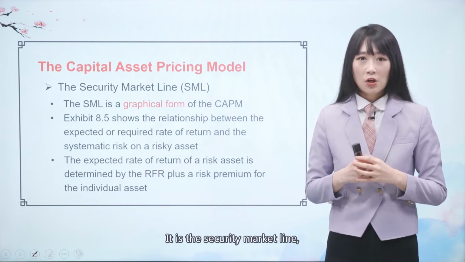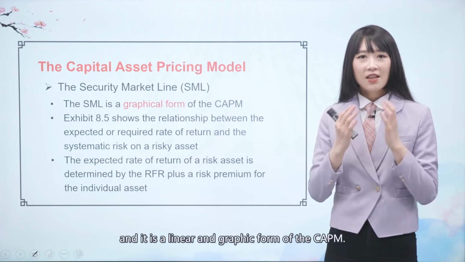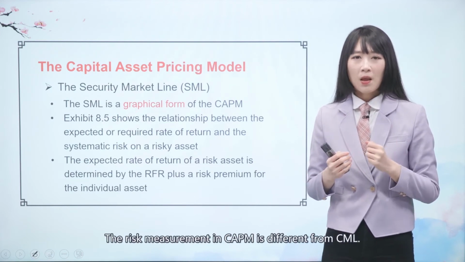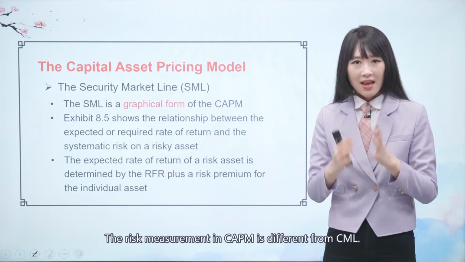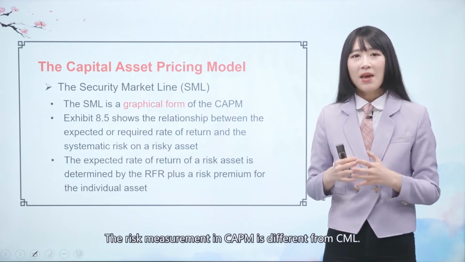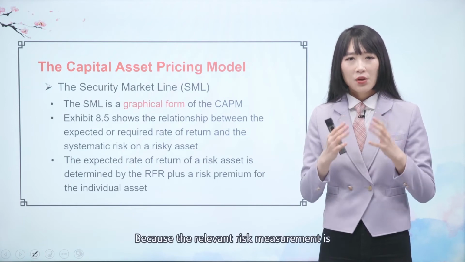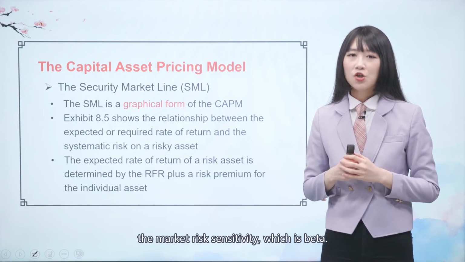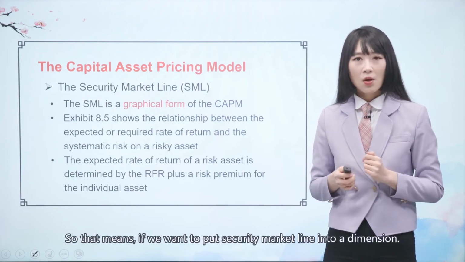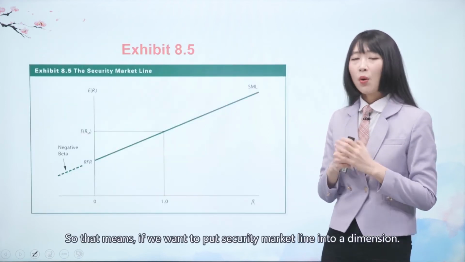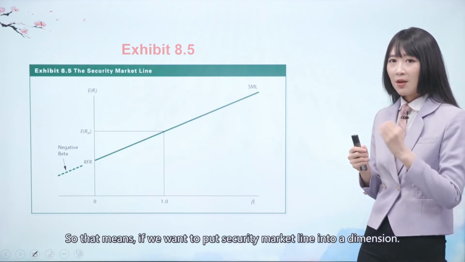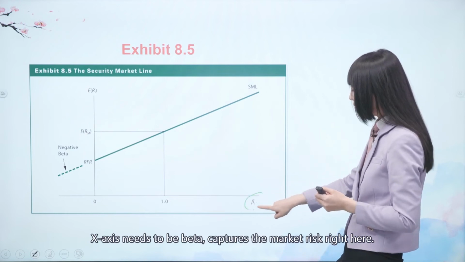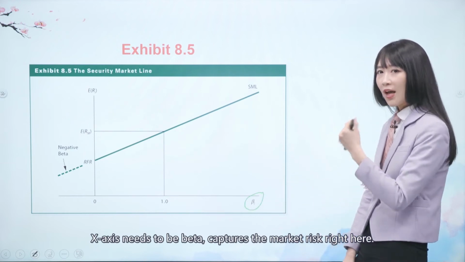It is the security market line, and it is a linear and graphic form of the CAPM. The risk measurement in CAPM is different from the CML because the relevant risk measurement is the market risk sensitivity, which is beta. So if we want to put the security market line into a dimension, the axis needs to be beta, capturing the market risk right here.